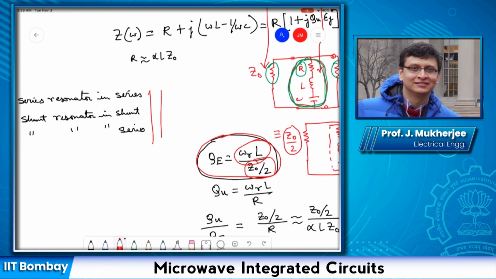Now, there are some general formulae. There is a general formula relating QU, QL, epsilon F, and the insertion loss.